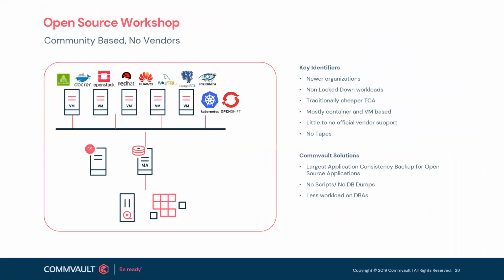Okay. Another thing we have is open source based workloads. They use non-traditional workloads, very new organizations. Traditionally, they use open source software, things like Docker, OpenStack, a lot of Red Hat, MySQL, Postgres, Kubernetes, OpenShift. No scripting, no DB dump for us, and less workload on the DBA. We can actually help them protect their life cycle development for their programming.